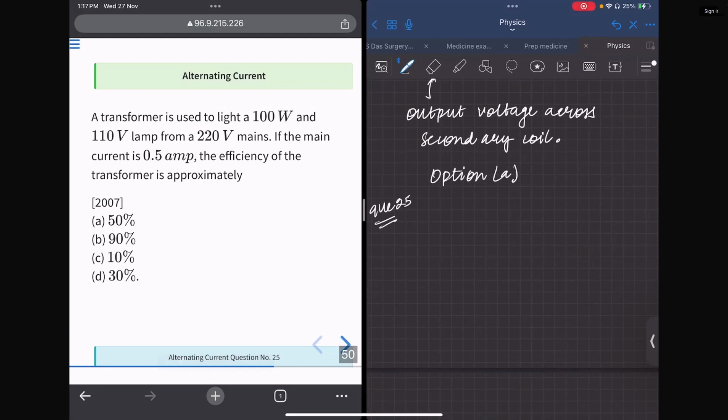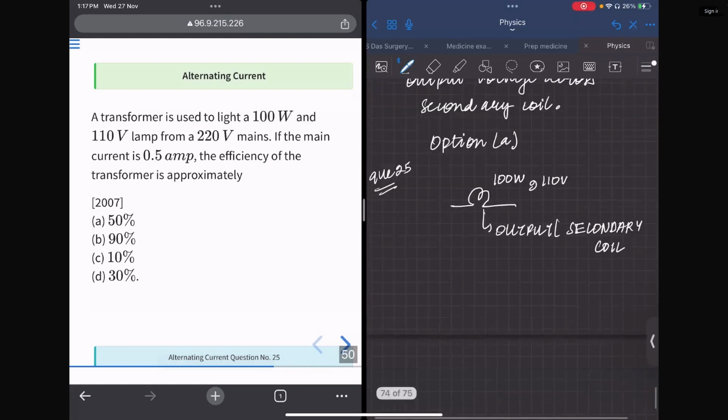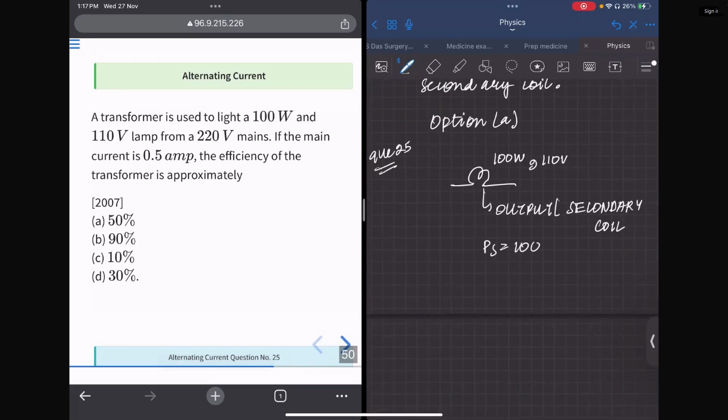Moving on to the next one, we have question number 25. A transformer is used to light a 100-watt and 110-volt lamp from 220-volt mains. So we have been given a bulb. Its power is 100 watt and its voltage is 110 volt. So a transformer is used to light this bulb. So this bulb right here is our output. Okay. It is our output or secondary coil. So Ps is actually 100 watts and Vs is 110 volts.